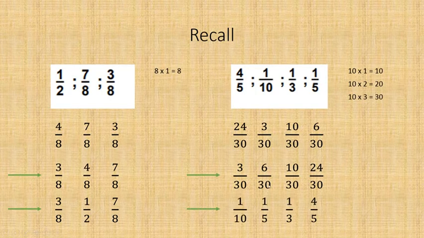And after that, 6 over 30, it was 1 over 5 here. And after that, 10 over 30, it was 1 over 3. So write down 1 over 3. And then 24 over 30, which was 4 over 5. And that's it. So let's go to our lesson.